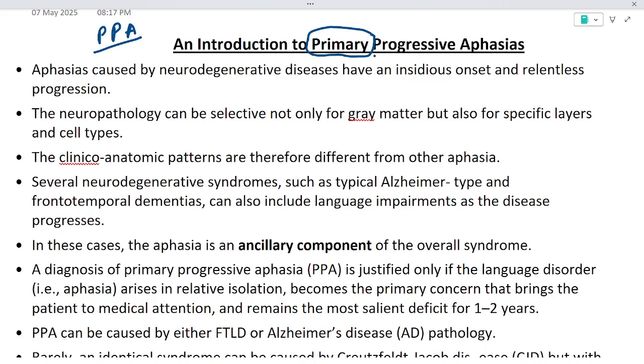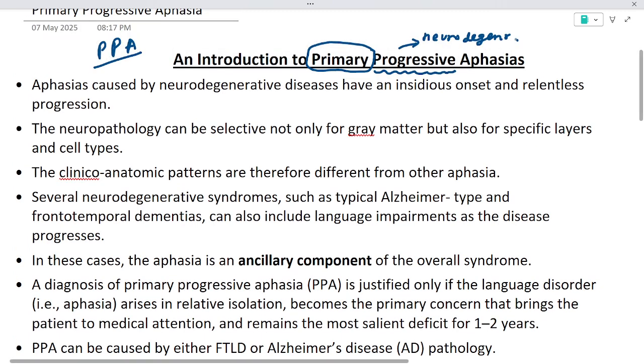And why progressive? Because the underlying disease is usually a neurodegenerative disease. Most of the time the underlying disease is a neurodegenerative disease, and it is an aphasia. Aphasias caused by neurodegenerative diseases have an insidious onset and relentless progression, right?